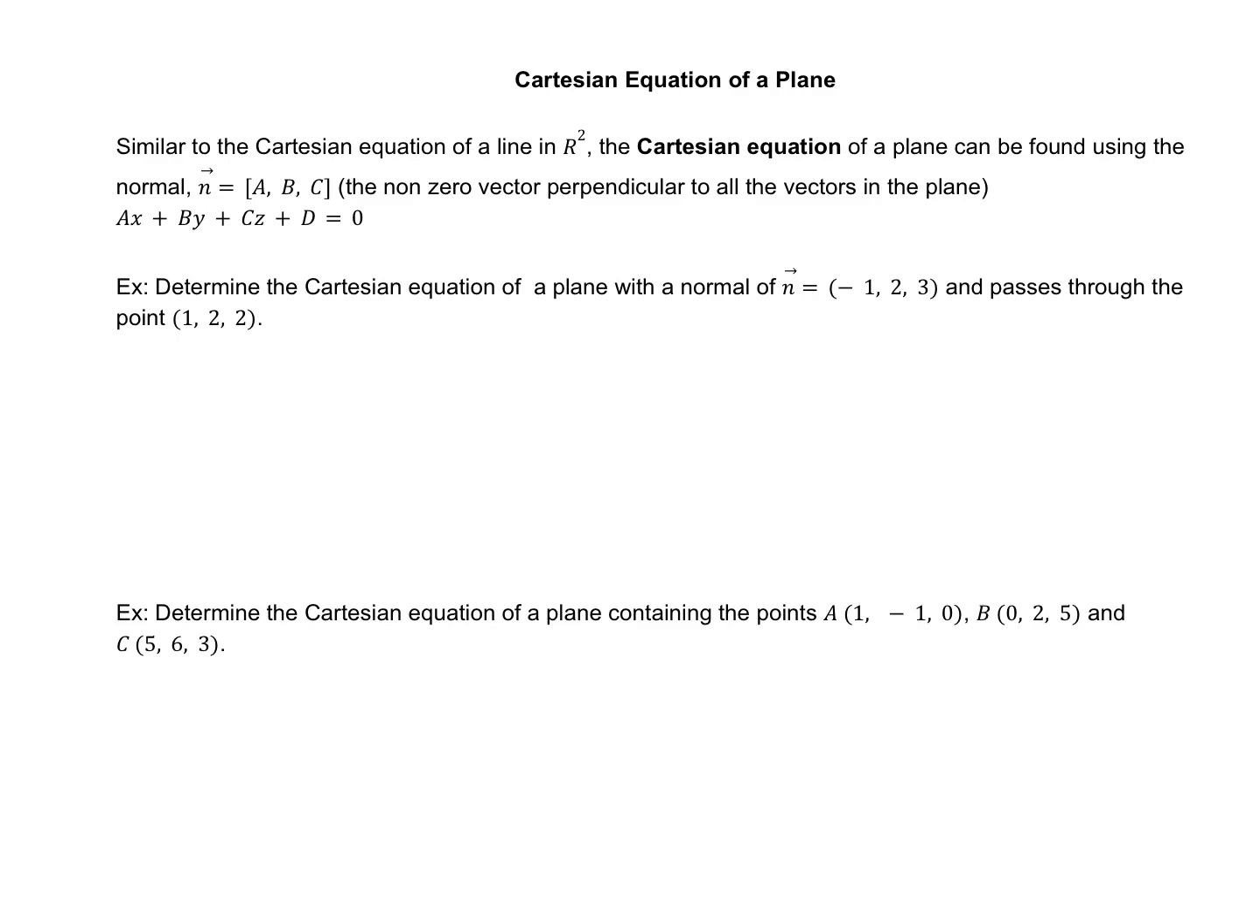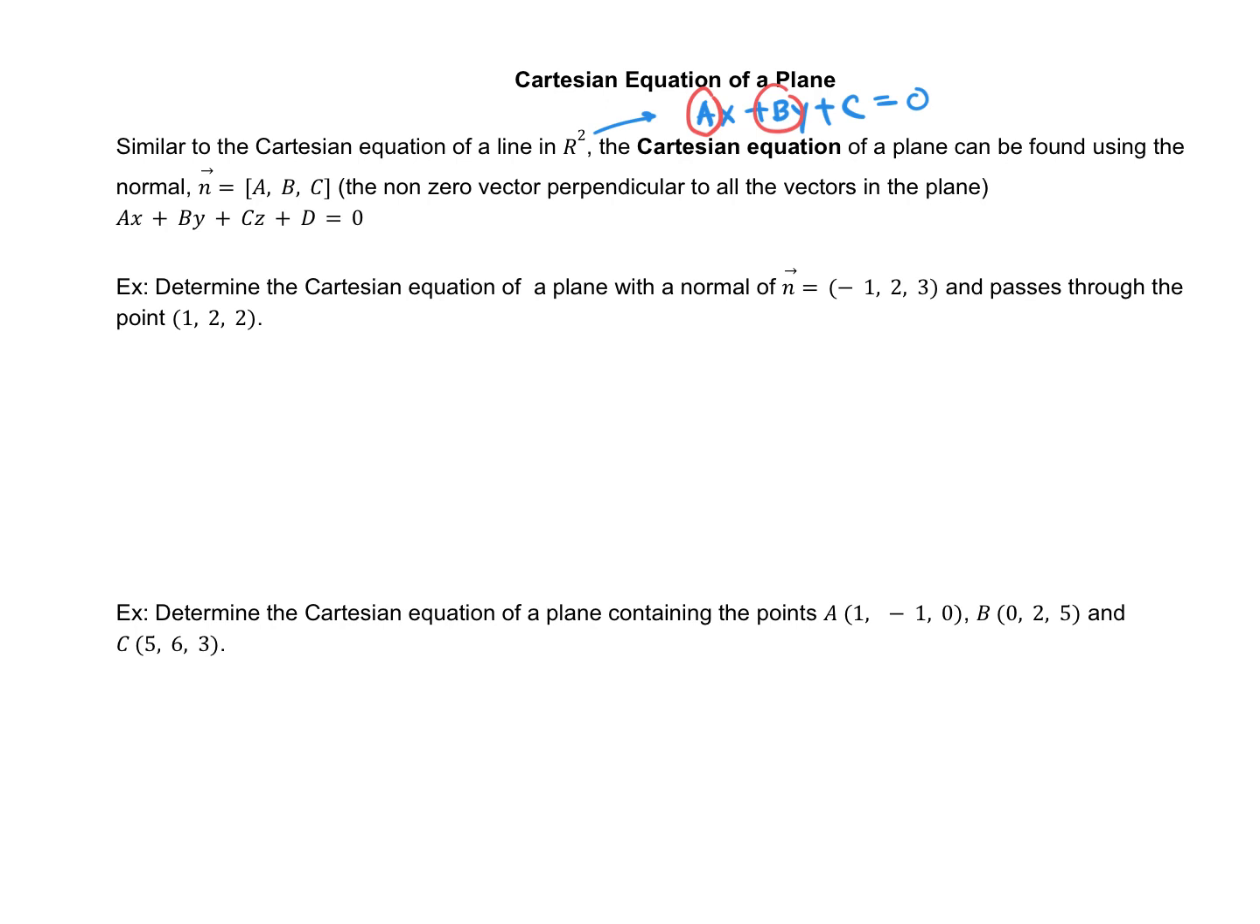In this video, we will be looking at the Cartesian equation of a plane. So we know that the Cartesian equation of a line in R2 is ax plus by plus c equals 0, where x and y represent any point on that line in that two-dimensional space. And the coefficients of x and y, meaning a and b, represent the normal of the line, and the normal is the vector that is perpendicular to the line.